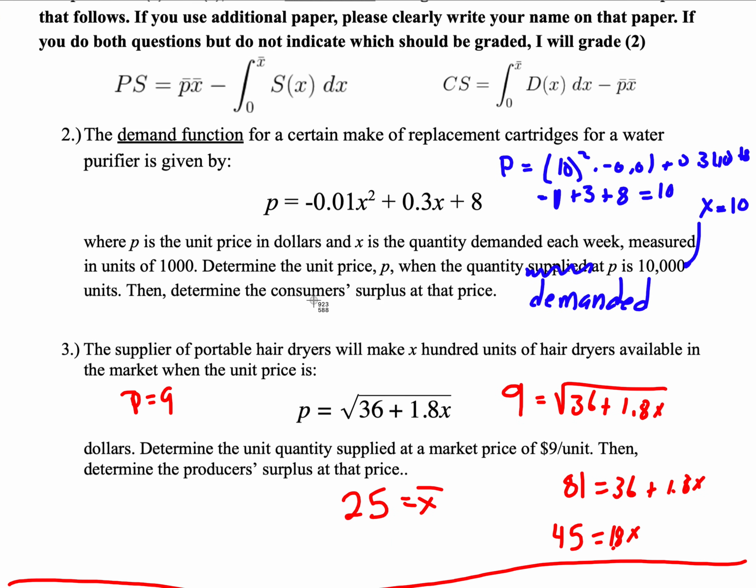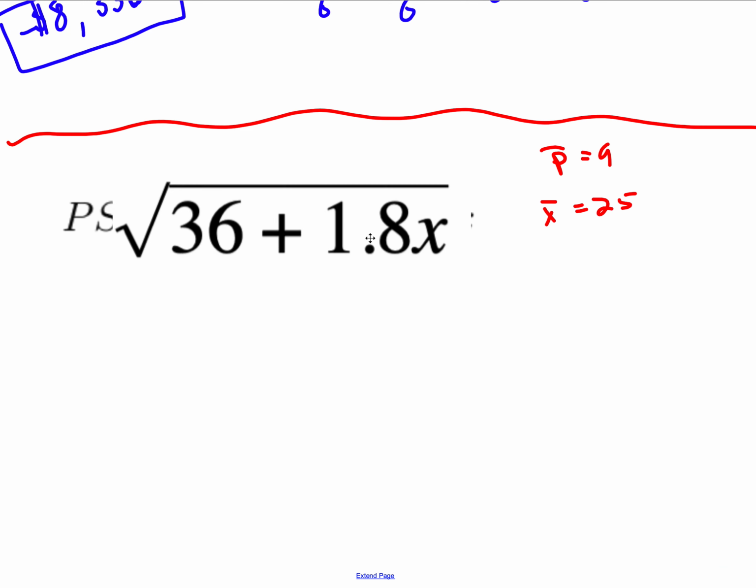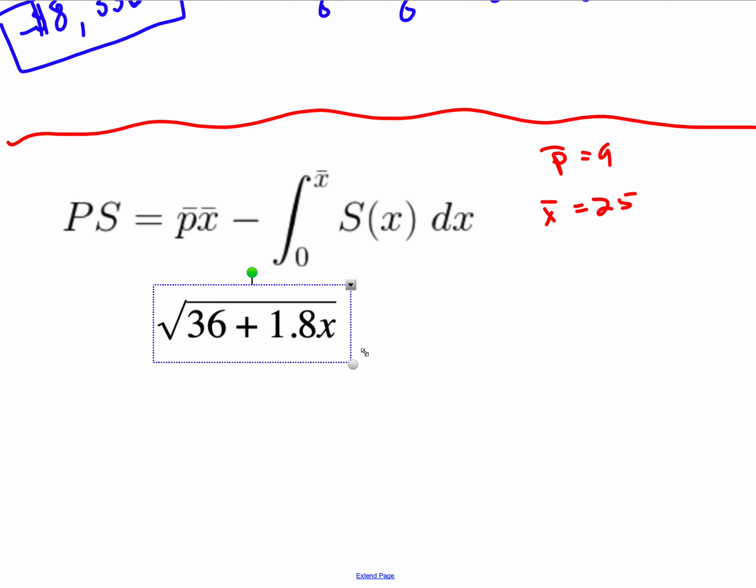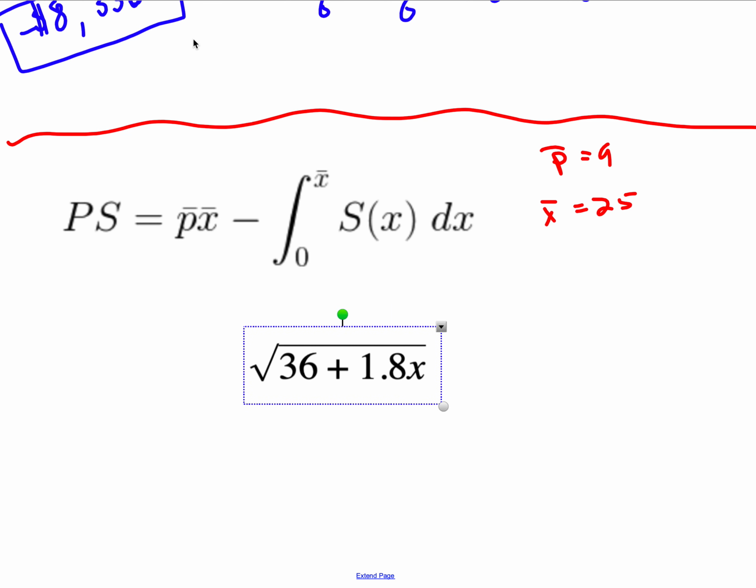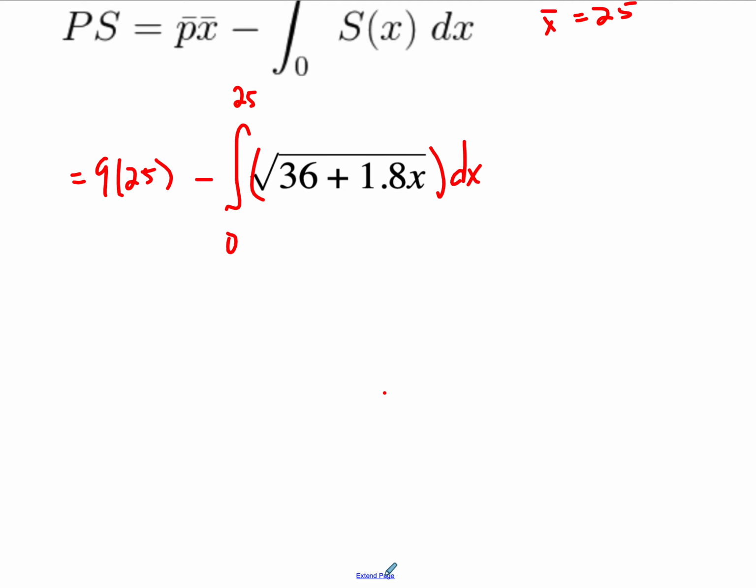But let me just grab just the meat of it, this part right here. I'm going to integrate this from 0 to 25. And then here I have 9 times 25, minus that. So to start, 9 times 25, you can do that. It's 225. Minus, okay, now we have to do this.